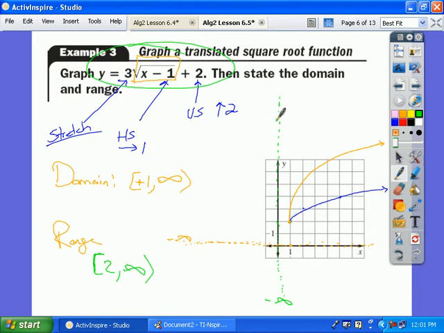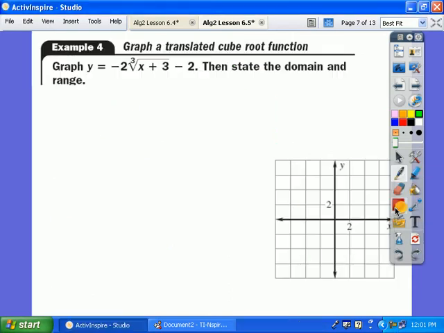Okay, here is a cube root function. The last one was a square root. This is a cube root. Again, our transformation pieces stay exactly the same. What does this -2 do? It is a vertical shift down 2 units. What is this +3? It is a horizontal shift left 3 units. What does this negative sign do? It's a reflection. What's this 2 do? It is a stretching factor.